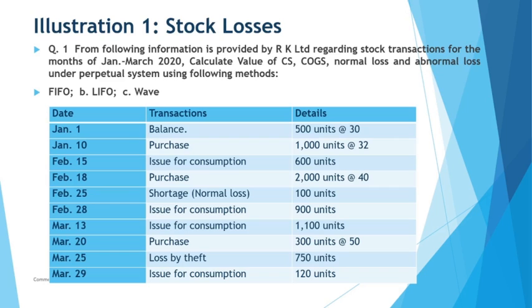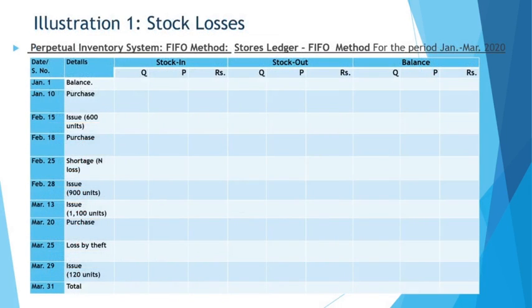So let us understand its working with the help of a question. This is our question which we'll be solving for all the methods, that is FIFO, LIFO and weighted average. We have the balance given to us. We have the purchase, issue, purchase shortage, which means a normal loss. Then you have again issue, purchase, and then you have abnormal loss, that is loss by theft. When we are recording this shortage, that is 100 units of loss, we won't measure it. We'll simply reduce the number of units in the balance. Cost will be spread. But when we record this loss, we'll be measuring it just like any stock issue. So let us consider this.